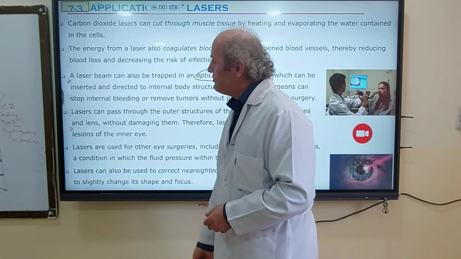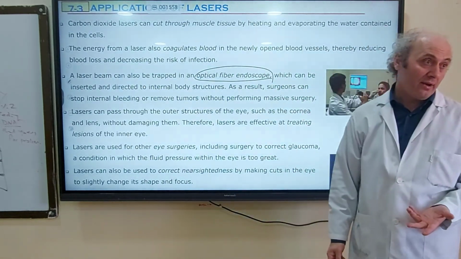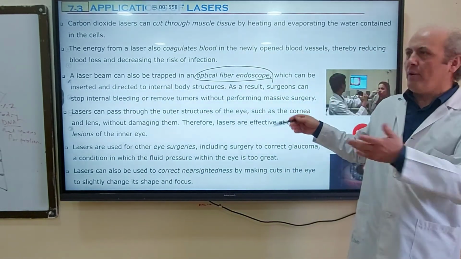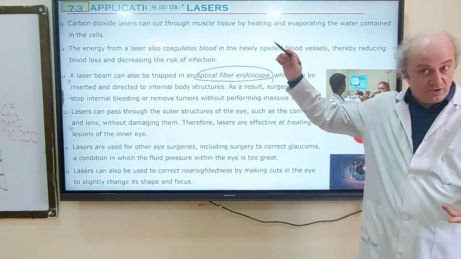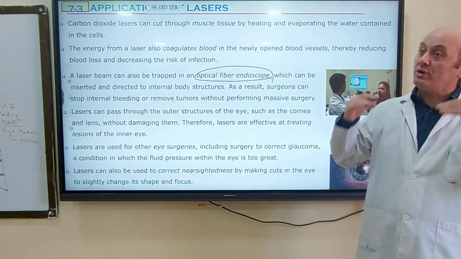Those are the places where we use lasers, and it is better to know them. In the titles, the how and what, we don't care so much, but you have to know where lasers are used.